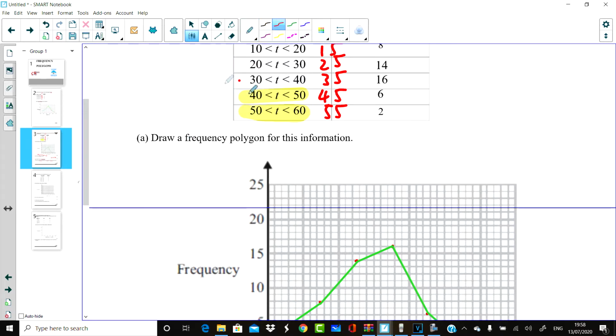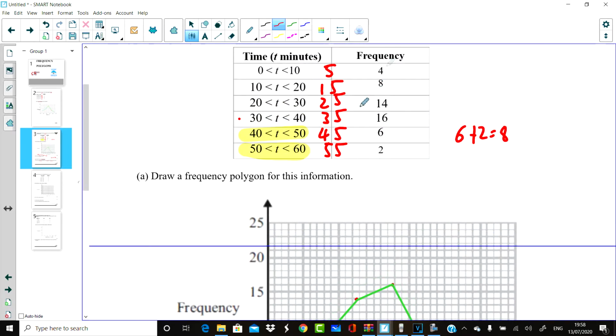So we're going to add up these two numbers. So we have 6 plus 2, that's 8. So that's 8 times. And we want the total amount, because it's a probability. So we need to work out the total amount. So that's going to be 4 plus 8, that's 12. 12 plus 14, that's 26. Plus 16, so 26 plus 16 is going to give us 42, plus 6, that's 48, and plus the 2, so that's 50.